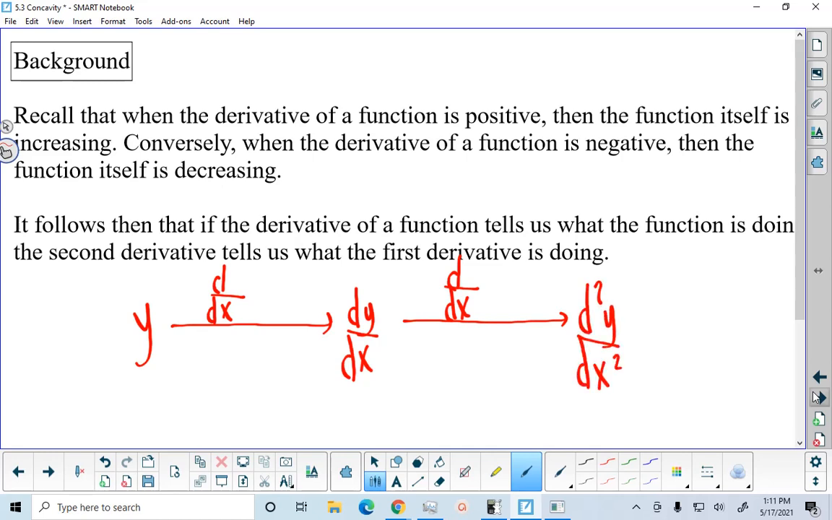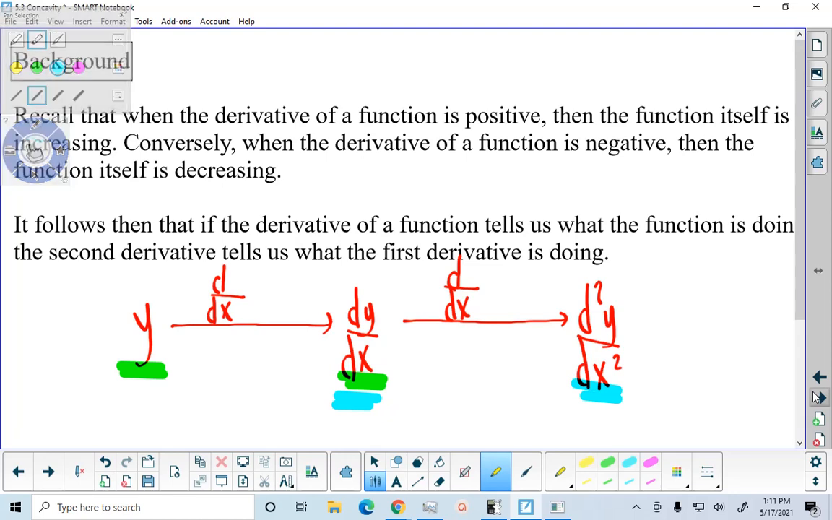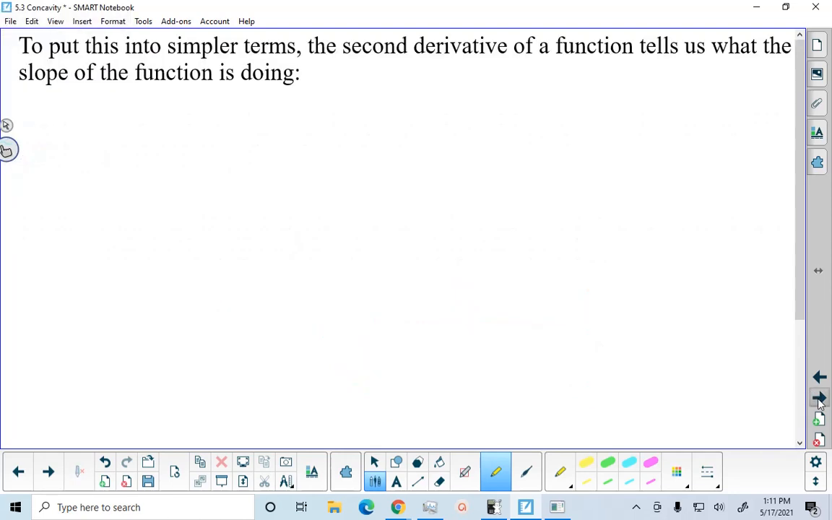So that must mean if the first derivative tells you what y is doing, then the second derivative tells you what the first derivative is doing. And this is very tricky. It's not easy on the brain. And the first derivative is slope. So just a second here.